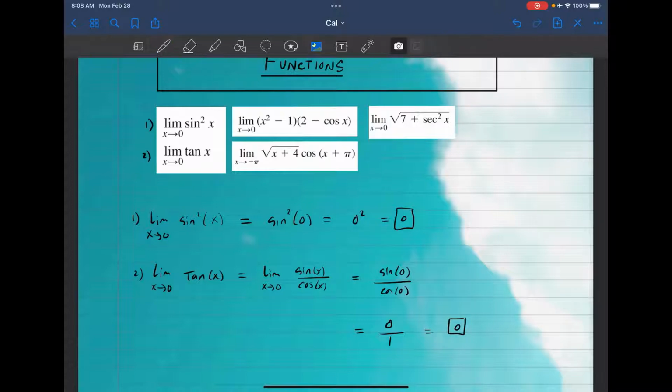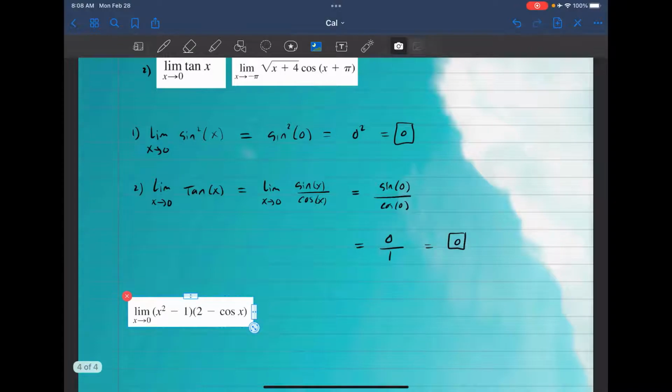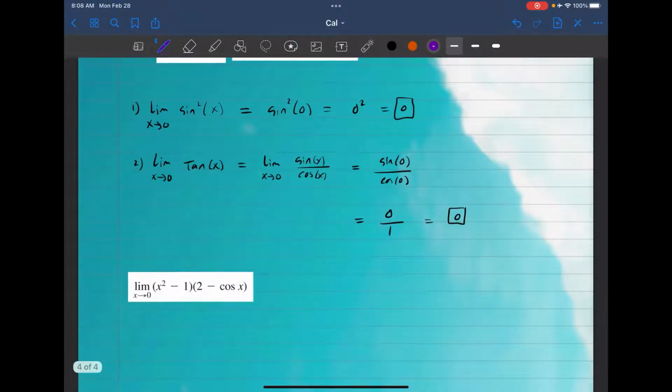All right, now let's try this problem right here. That's number 3, let's call it that. For this limit, we want to find the limit of the function x squared minus 1 times 2 minus cosine x as x goes to 0. Again, I'm going to do the direct substitution, hoping it will give us a nice number. If that didn't work, then we would have to use some identities or some other ways of simplifying this function. But that wouldn't be necessary here. Looks like we can simply go with direct substitution.